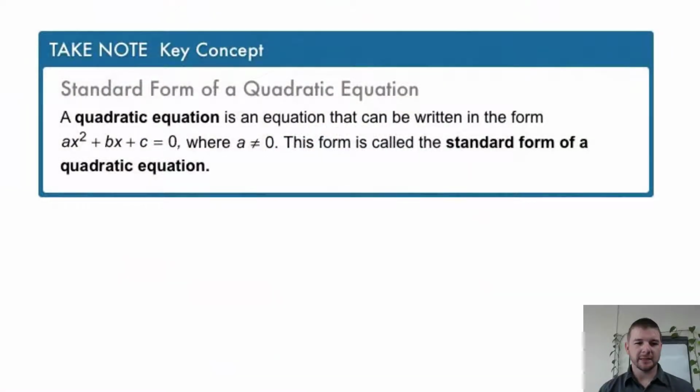Take note, key concept: standard form of a quadratic equation. A quadratic equation is an equation that can be written in the form ax squared plus bx plus c equals 0, where a does not equal 0. This form is called the standard form of a quadratic equation.